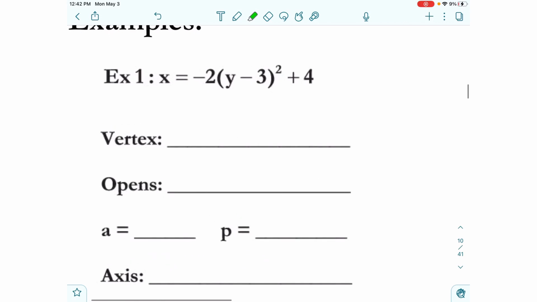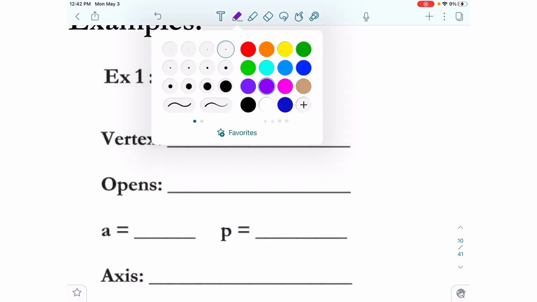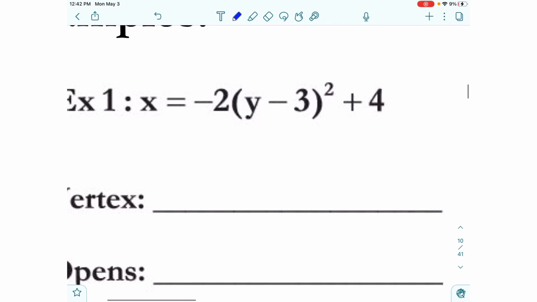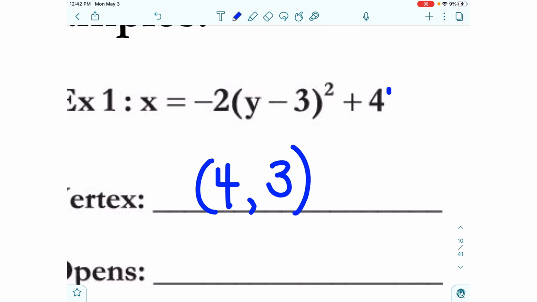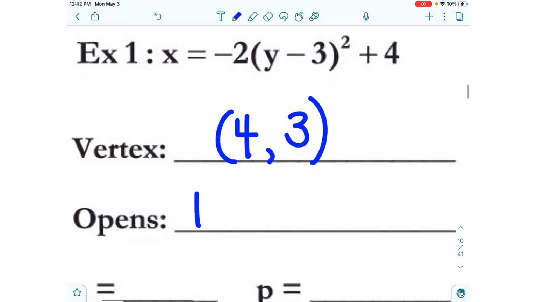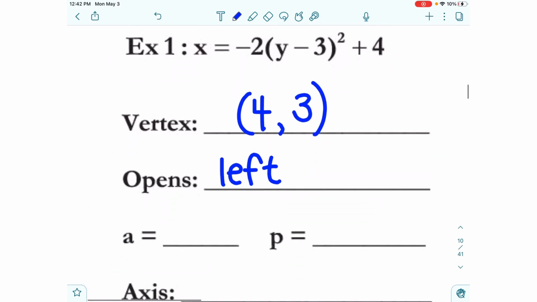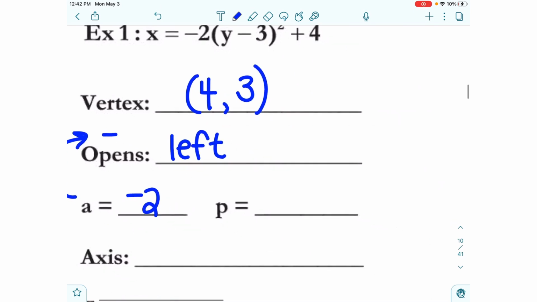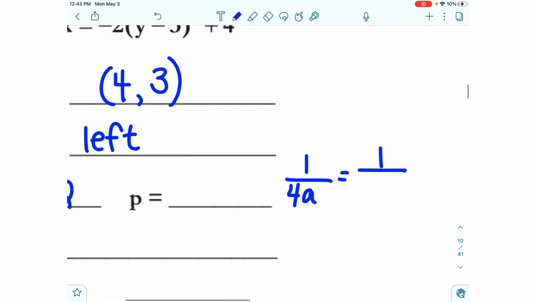Okay, so a couple things here. Let's start by writing the vertex. Be careful right off the bat. The vertex is going to be 4, comma 3. So let's talk about how I got that. The x value stays the same this time, and it's this number out at the end, and it's this y value that we have to change the sign. Now this is going to open left, and the reason why it opens to the left is because the a is negative. In fact, the a is -2, so my p value is 1 over 4a. So that's 1 over 4 times -2, which is -1/8.